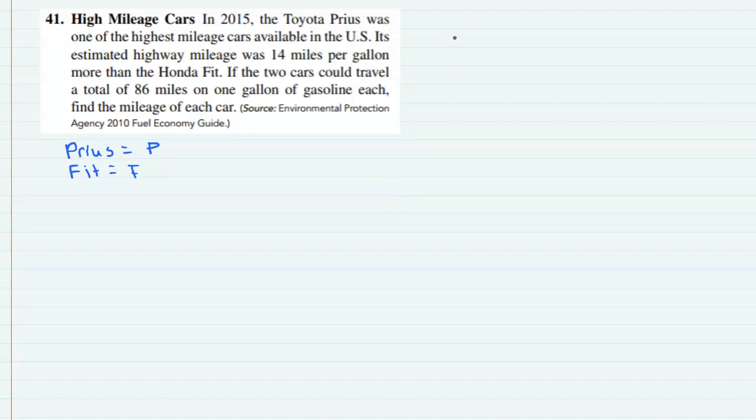The first thing we're going to do is set up an equation that shows the difference in mileage between the two. So one of them is 14 miles per gallon more than the other, but we want them to be equal. So if we took the Fit and we added 14 miles per gallon to it, that would be the same mileage as the Prius. Okay, so that's how you want to think that one through. And then down below, if the two cars could travel a total of 86 miles on 1 gallon of gasoline each, then find the mileage. In other words, add them up to get 86 is all that's saying. So we're going to take F plus P, and that one equals 86.